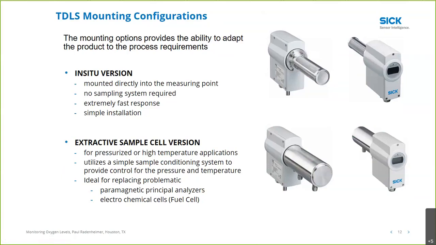A simple sample system is all that's required to provide control of pressure and temperature, and it's ideal for replacing problematic older analyzers that may be paramagnetic principle or electrochemical cells. Our version of this is referred to as a SiC oxygen transmitter.